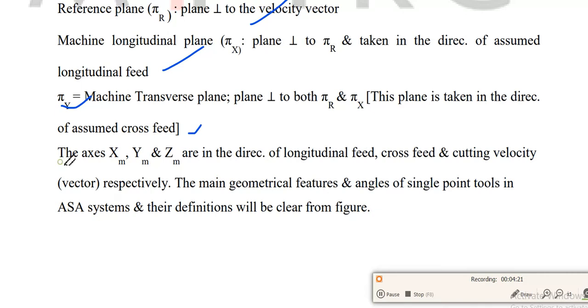Next, the axes xm, ym, zm are in the direction of longitudinal feed, cross feed, and cutting velocity, respectively. So these are the directions of longitudinal feed, cross feed, and cutting velocity. The main geometrical features and angles of single point tools in the ASA system and their definitions will be clearly observed from the figure.